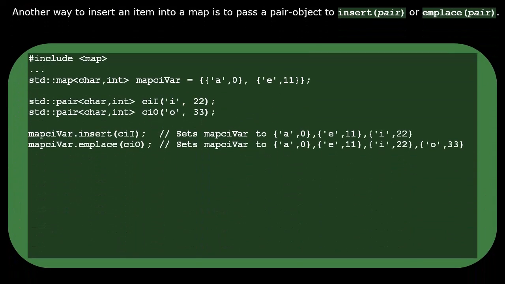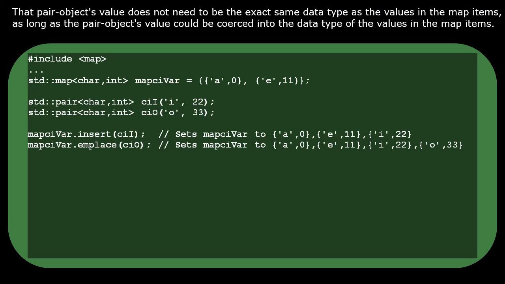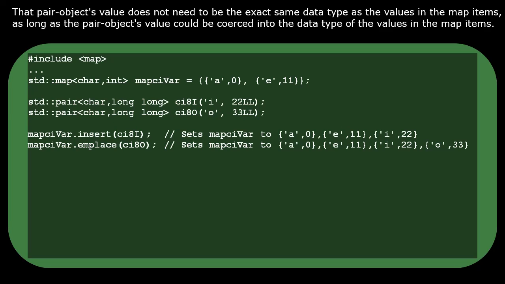Another way to insert a new item into a map is to pass a pair object to the functions insert or emplace. This newly inserted pair object's value can use a data type that is different from the data type used by other values that are already in the map, as long as it can be coerced into the map's value type.